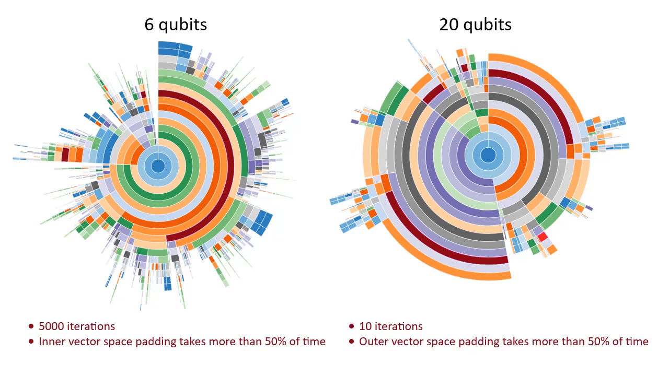After these results, we focused on inner and outer vector space padding, which use the Kronecker product operation. In the images from profiling our example, we can see that for 6 qubits, the inner vector space padding consumes more than 50% of computing time, and for 20 qubits, the outer vector space padding consumes more than 50% of computing time. But what is important? One matrix in this operation is always an identity matrix.